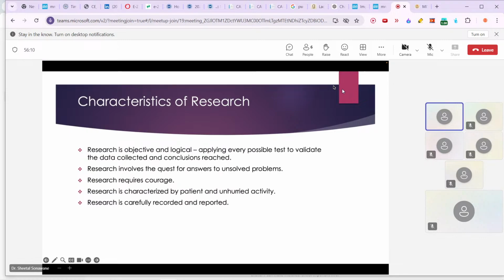Last point: research is objective and logical. We know that objective means we have certain modules, certain steps involved in it. It has to be logical. That means we should get a conclusion from it. So, applying every possible test to validate the data collected and the conclusion reached.